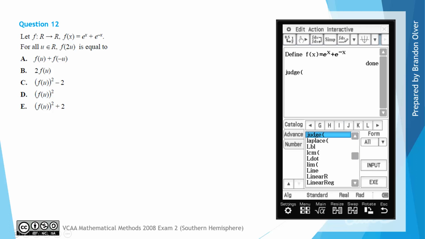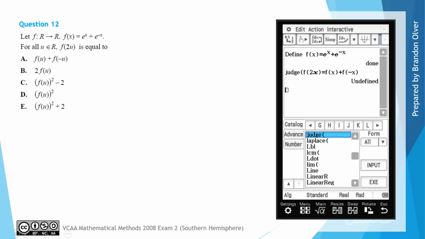And we want to judge what f of 2u is equal to. But on the calculator, I'm just going to use f of 2x. We'll get away with doing that. So dragging down f, we can replace this with 2x. And the first one we want to judge is whether that is equal to just f of x plus f of negative x. And then hitting execute, it will tell us that this is undefined. So that means it's not true.